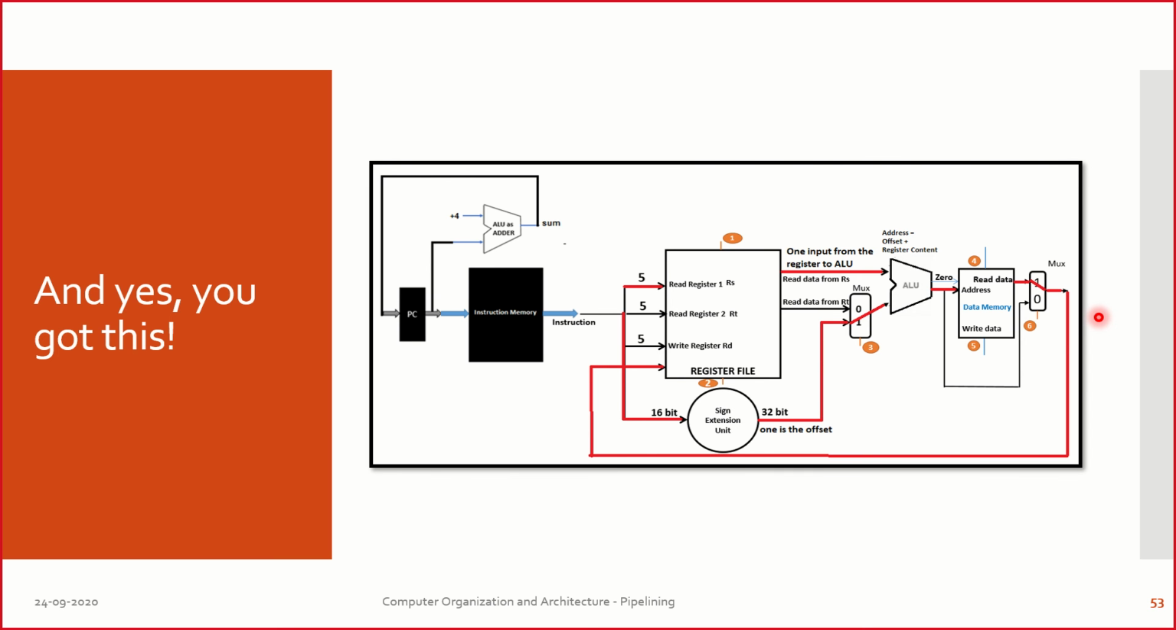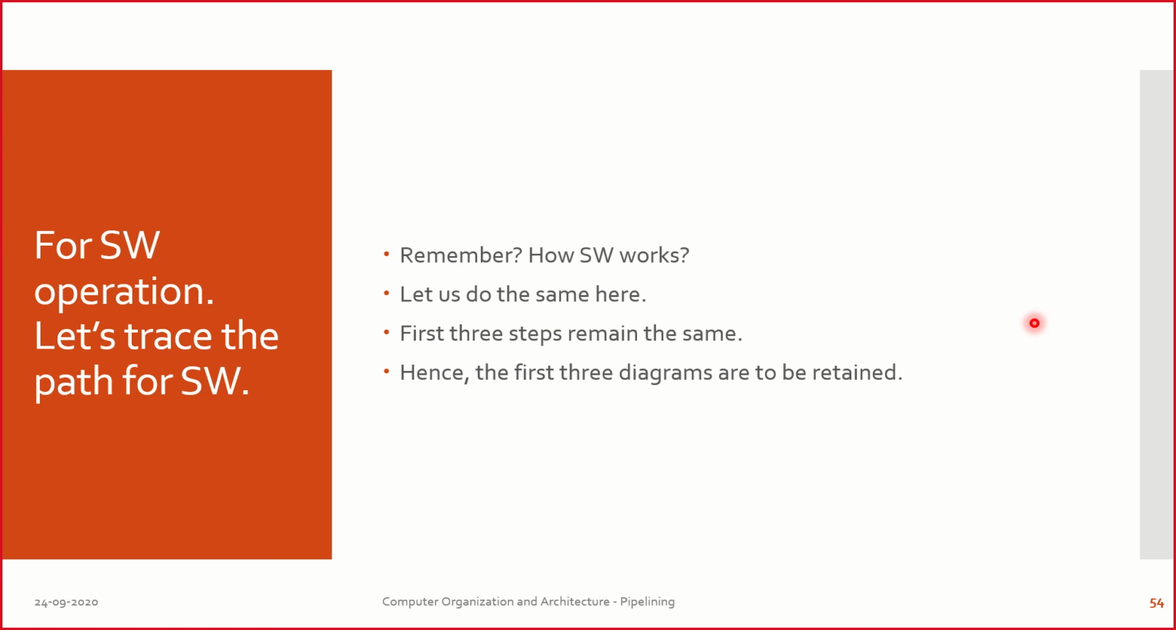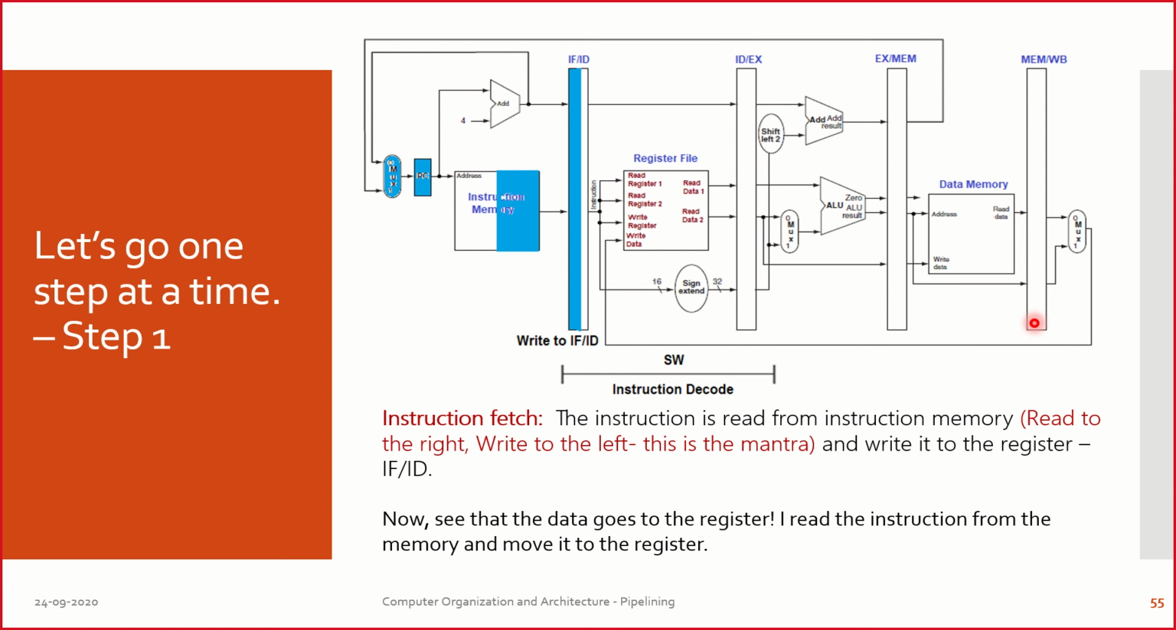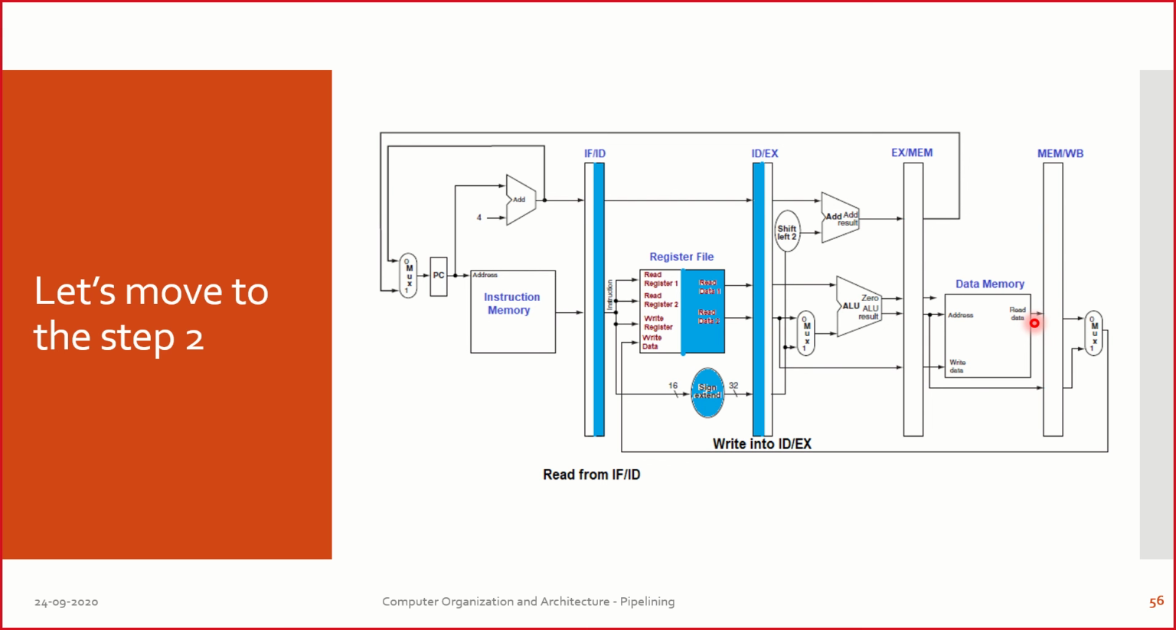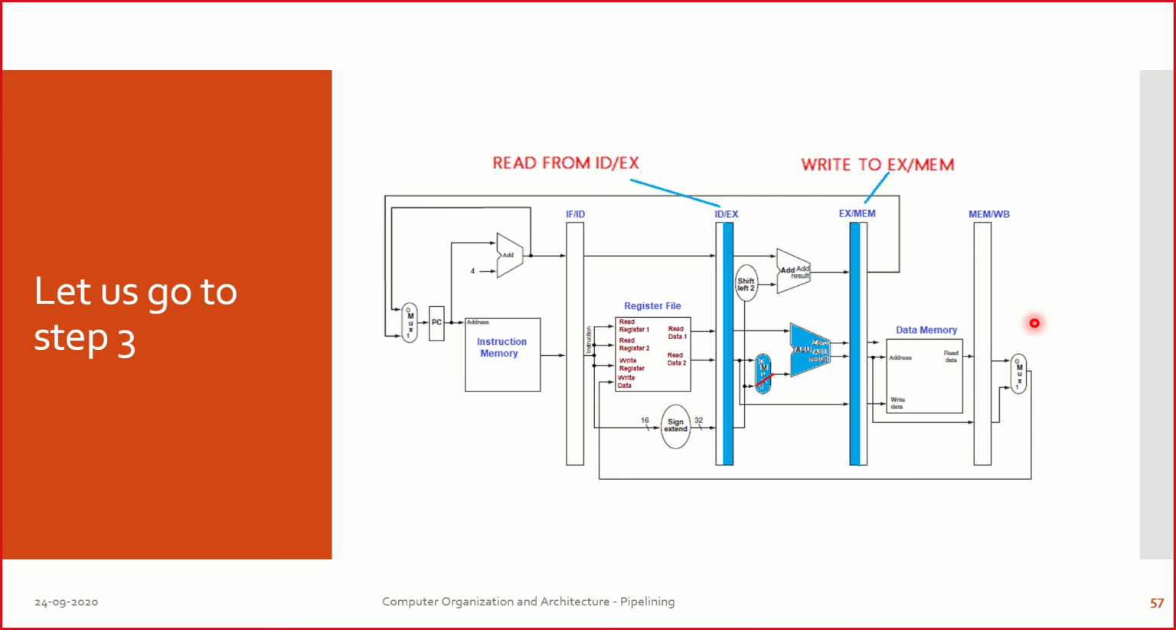Sir, what next, sir? Okay, you learned load word. Now what is the next step? The next step is going to be store word. The first three steps will remain the same because it's going to be consistent. I am going to read the instruction from the instruction memory and I am going to write it into the IF/ID. That's what has happened. The second stage, I am going to read from IF/ID and I am going to read the respective registers and I am going to write it into ID/EX. The third stage, I am going to read from ID/EX and I am going to utilize the capacity and the power of ALU and I am going to write the result into EX/MEM.